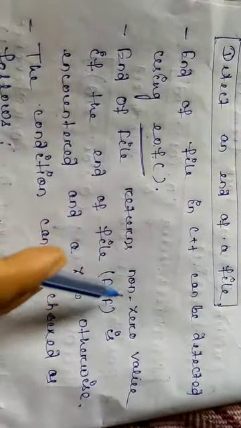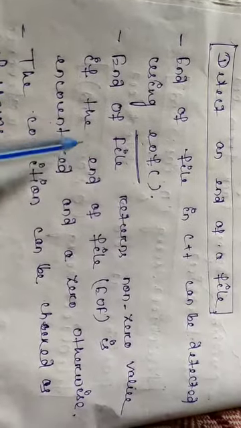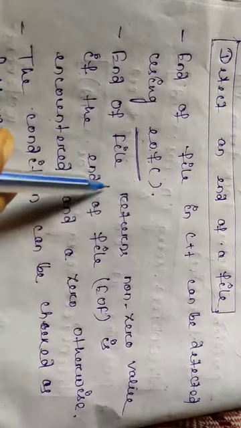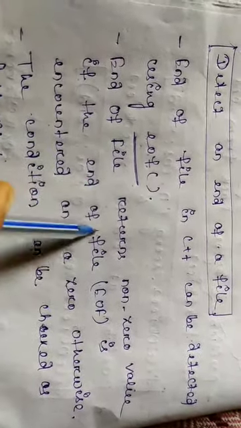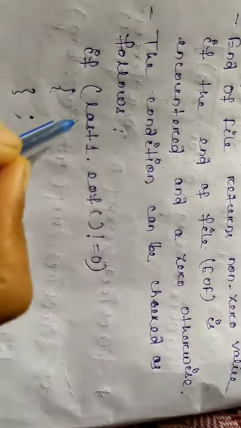The eof function returns a non-zero value. Every function returns a value. It will return a non-zero value if the end of file is encountered, and zero otherwise. So the condition can be checked like this.